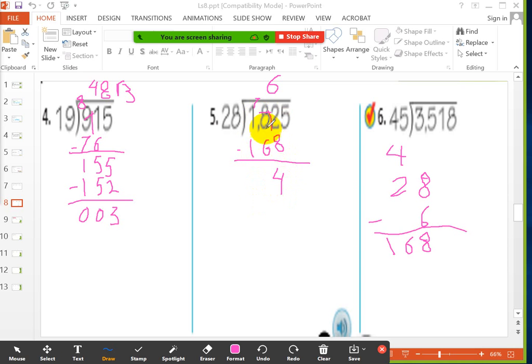Now 7 minus 6 equals 1. 1 minus 1 equals 0. Now I will take the 5 and put it next to the 14, so it will be 145. How many 28 in 145? Between 5 and 6 also. So I think it will be 5.